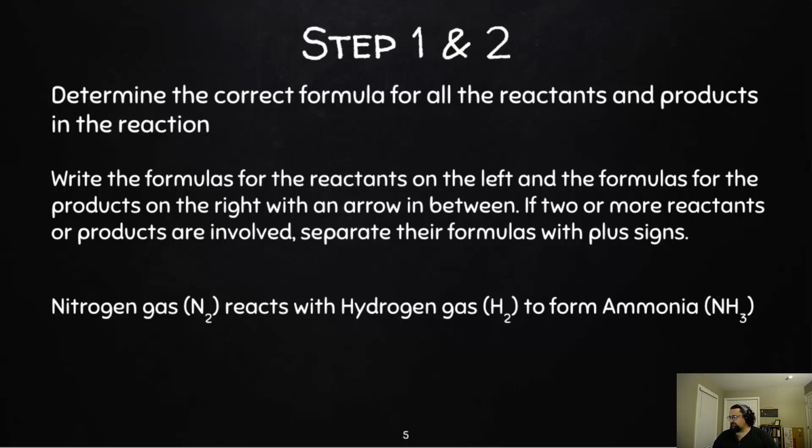Step 1, or rule 1, says determine the correct formula for all the reactants and products in the reaction. Our example is down here at the bottom where it says nitrogen gas, N2, reacts with hydrogen gas, H2, to form ammonia, NH3. Well, we've already given you the correct formula.